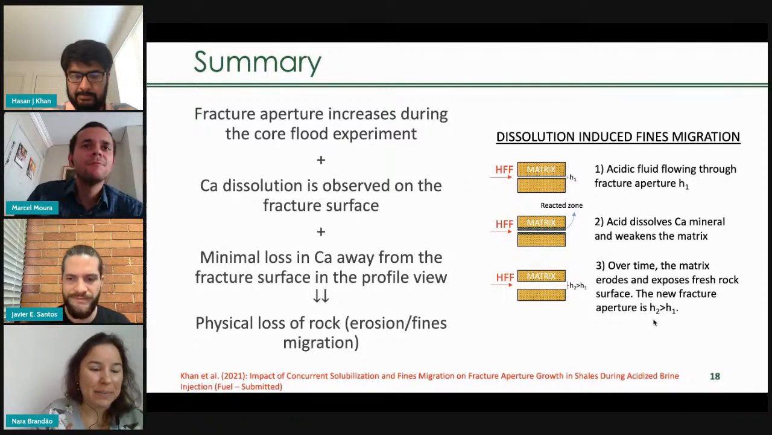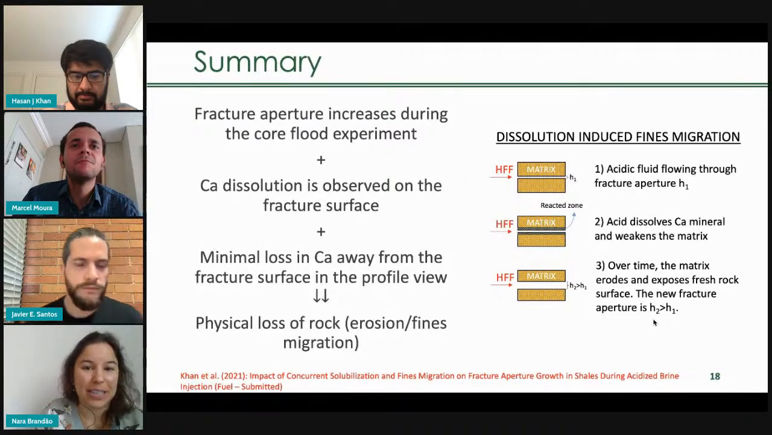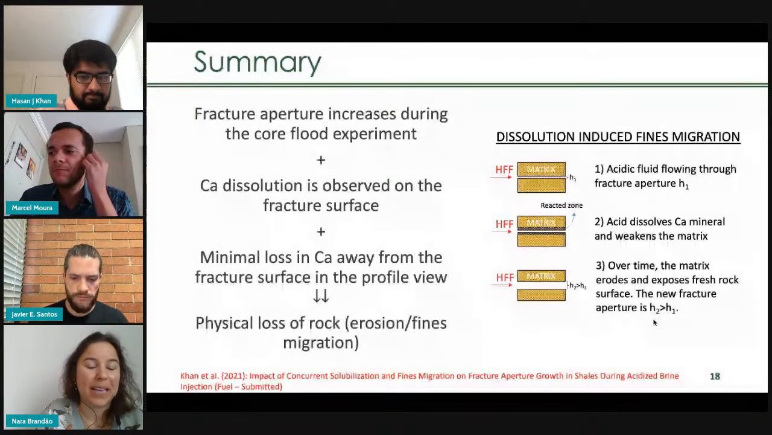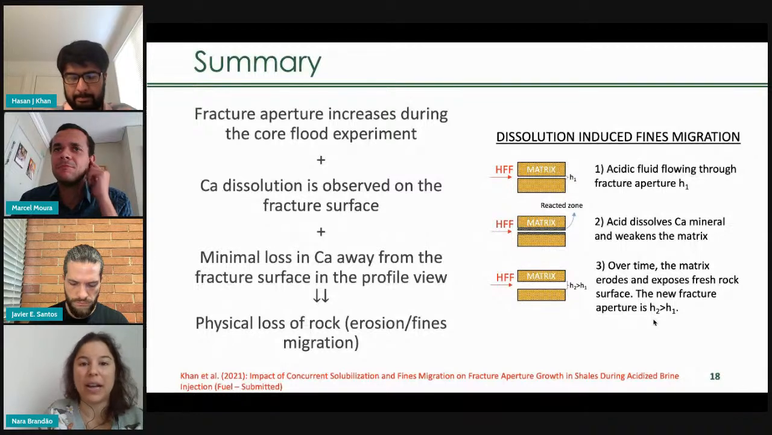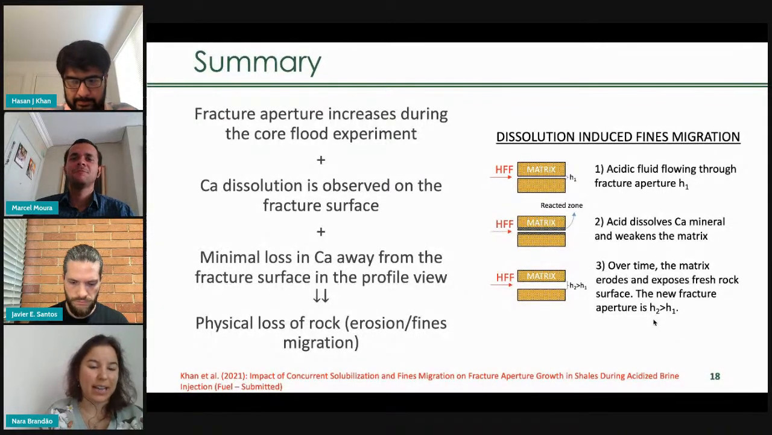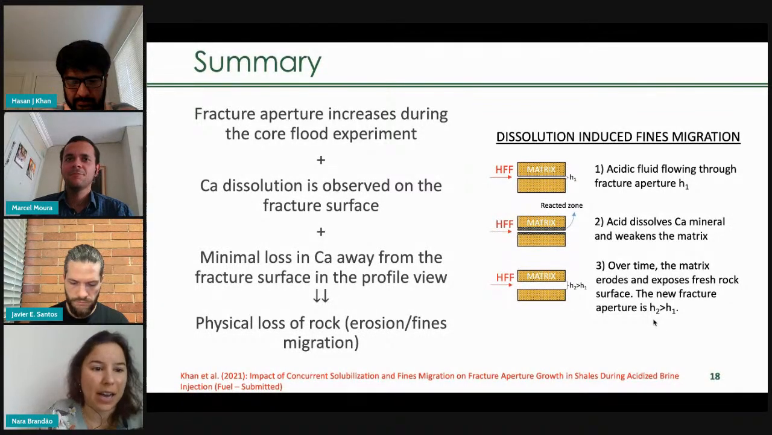Okay, nice, Hasan. And please, I also have another question. You mentioned that the fracture generation depends on the acid concentration and the mineralogical composition of the rock. But which other experimental parameters do you think also influence the fracture generation and propagation?